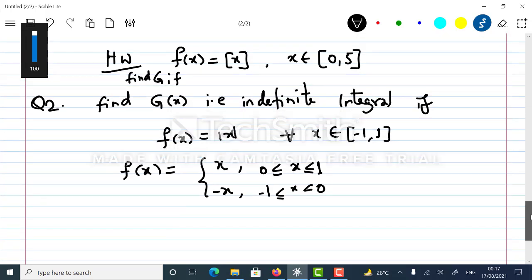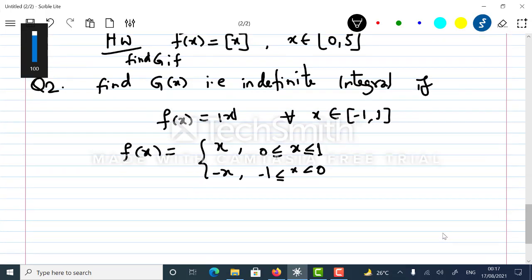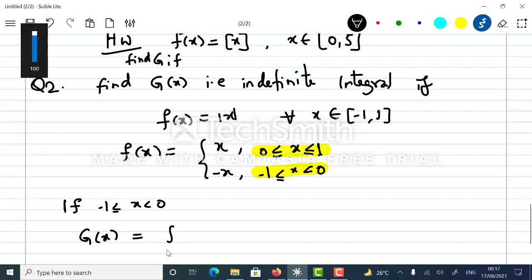Now I need to find out the indefinite integral of f of x. So we should start with the interval -1 to 0 first and then 0 to 1. So let us have the cases. If x is between -1 to 0, let me write down g of x in that case. It is the integral from a to x of f of t dt, by the definition. In this case my a is -1, so it is the integral from -1 to x of f of t dt.